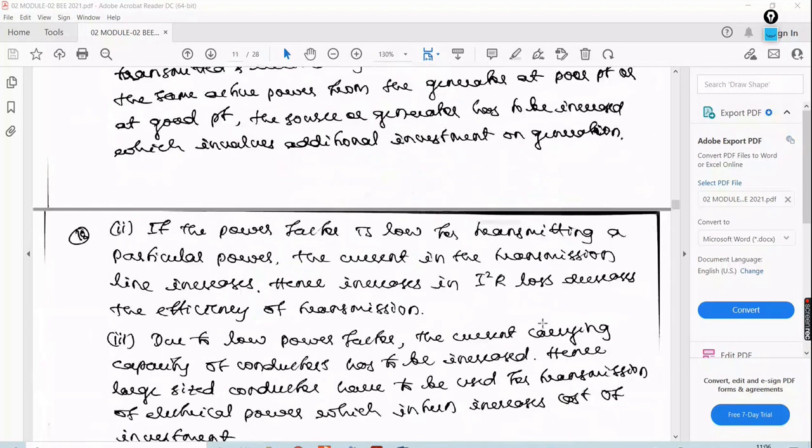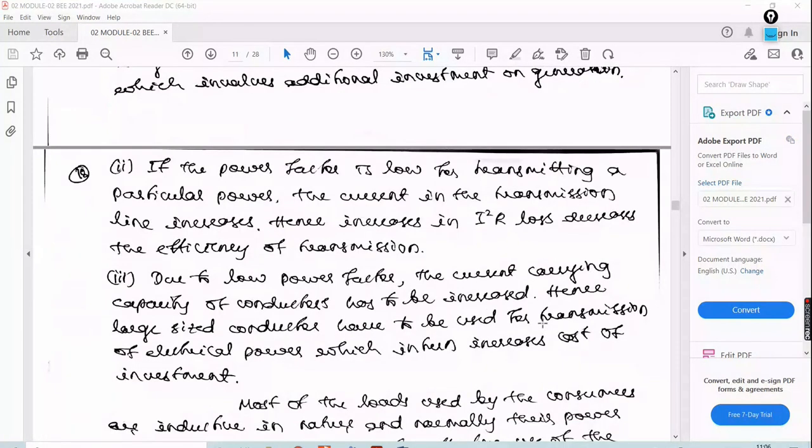Okay, what is the maximum value of the power factor? It is 1. It means that the power factor value to be maintained should be unity. For that reason, the power factor correction method will be used.